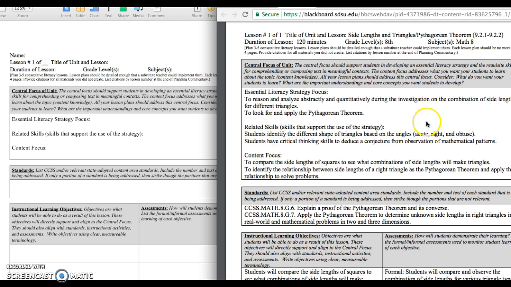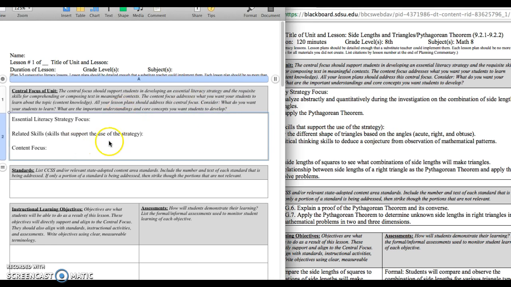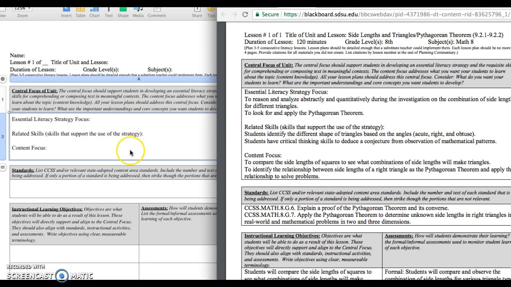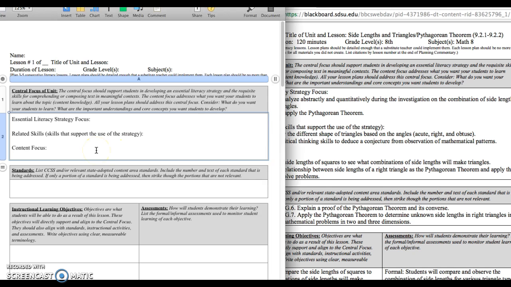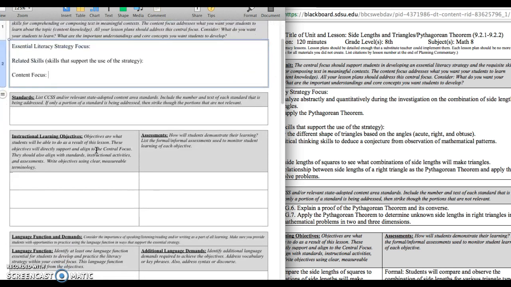Related skills are other things the students will learn along the way. So it's not the main focus, but it's skills that will support the use of the strategy. And then our content focus is a little more detailed on what we will be doing in that class. So if you scroll down, we'll see standards are here. We can get all these standards from the Common Core State Standards. So each subject has their own standards.